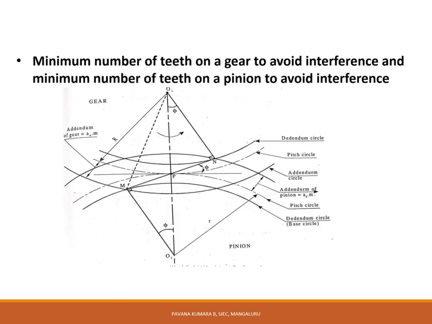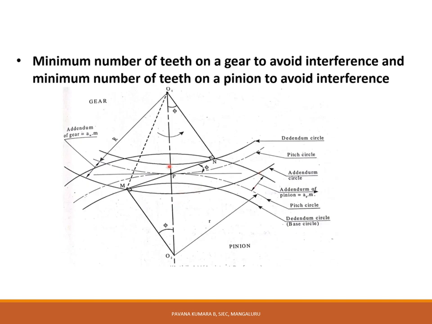So next one is the minimum number of teeth on a gear to avoid interference. I already told that interference usually occurs if the driver and driven profiles are different. If both are the same, then interference does not occur. So if the two profiles are different, then interference occurs. Then how to avoid interference? By undercutting the teeth we can avoid interference. Next we can also determine the minimum number of teeth on the pinion to avoid interference.